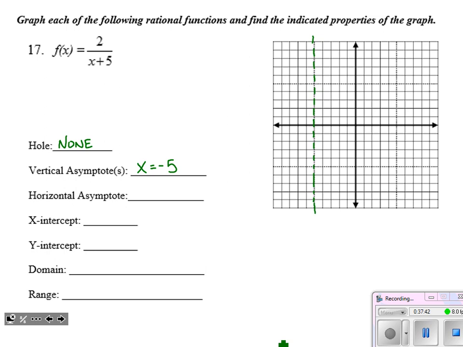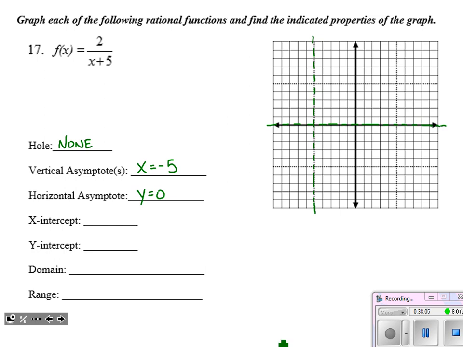The horizontal asymptote, if I conduct my big X test, what's taking over that function? The numerator is degree 0. The denominator is taking over. It's degree 1. If the denominator takes over, y equals 0 is our horizontal asymptote. And we covered that fully in section 7.2, why that makes sense.